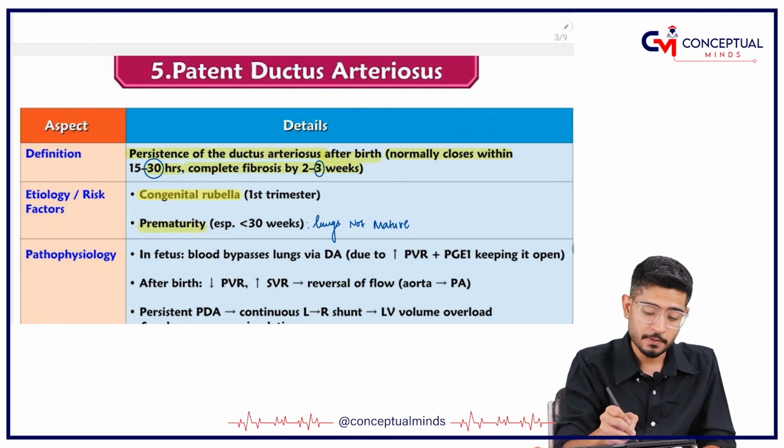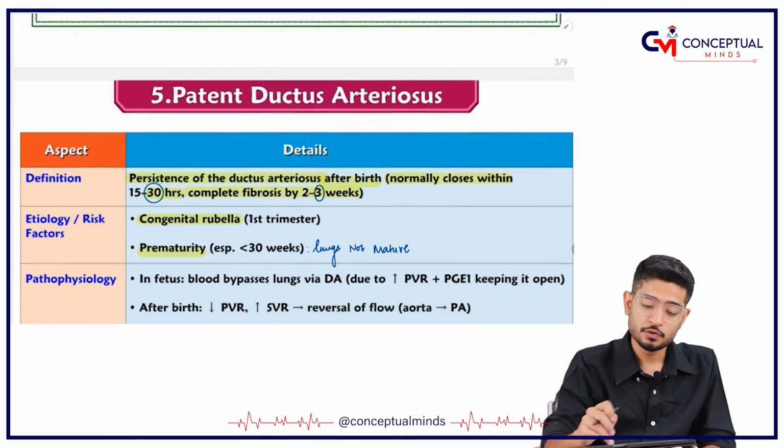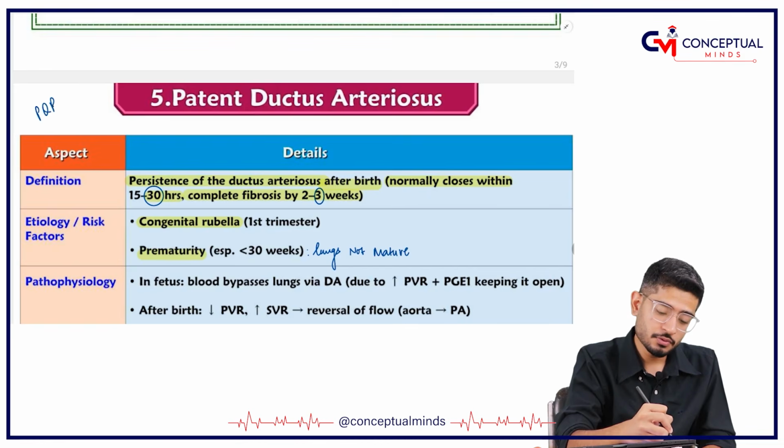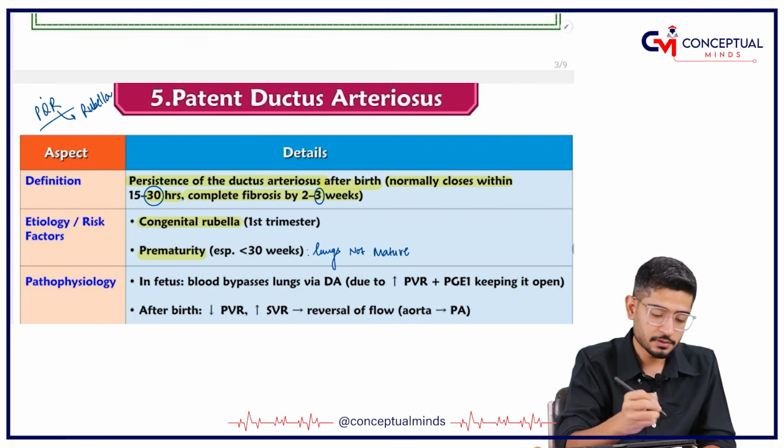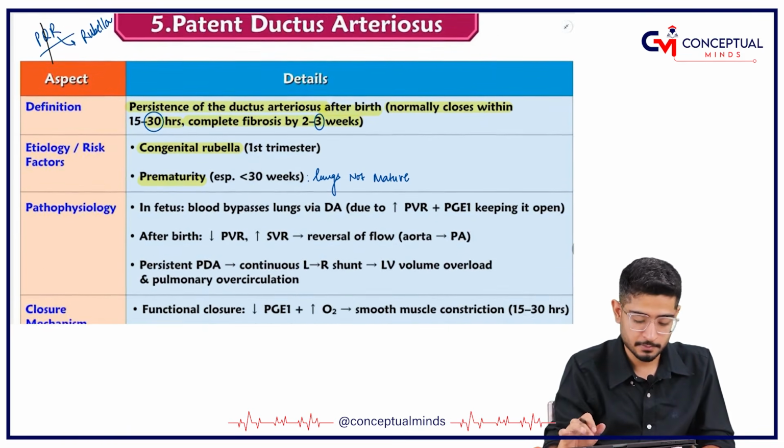And one more you have to remember is rubella. So please remember PQR. R for rubella and P for patent ductus arteriosus. Q is actually not important, so you can just cut this Q. P and R are important.